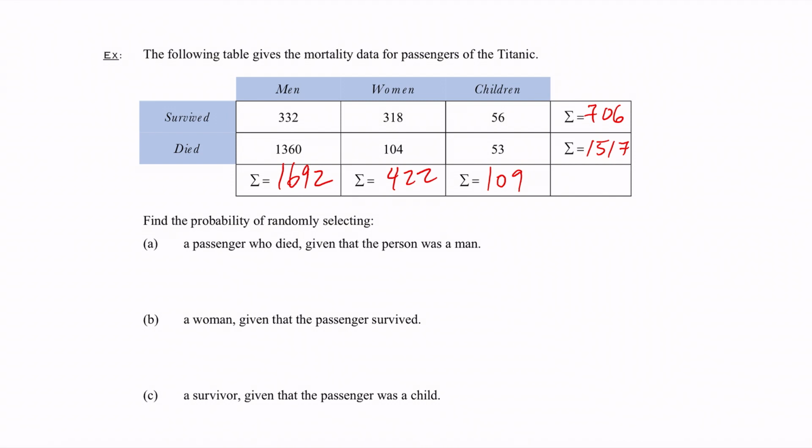Now adding up each row, each of the totals in the bottom row should give us the same thing as when we add up the totals in the last column. So they should both give us around 2,223 in total.